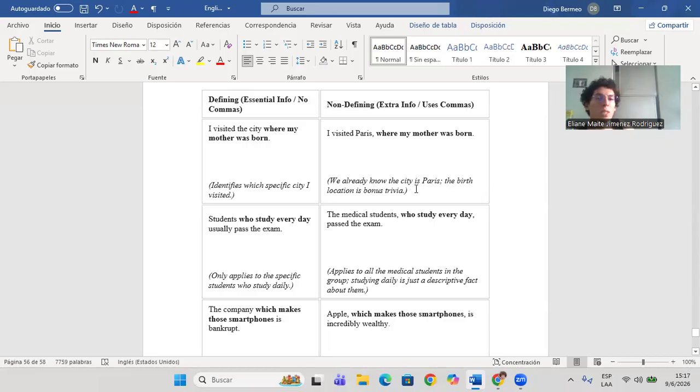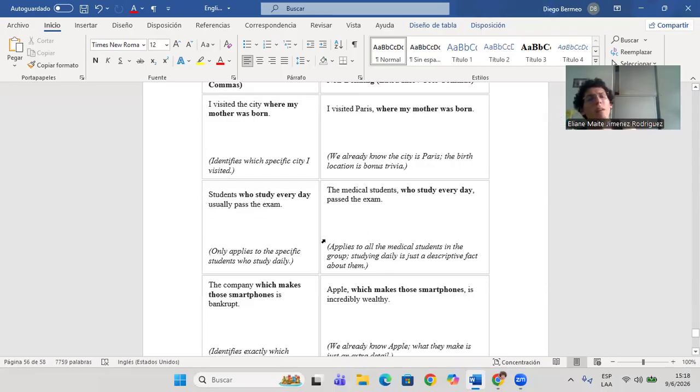We already know the city is Paris. The birth location is bonus trivia. "I visited Paris" would be okay because people would already know where you visited. If you deleted where your mother was born, people would still know that you are visiting Paris, but in here, on the other hand, you didn't tell where it was. So in this case, this is non-defining.